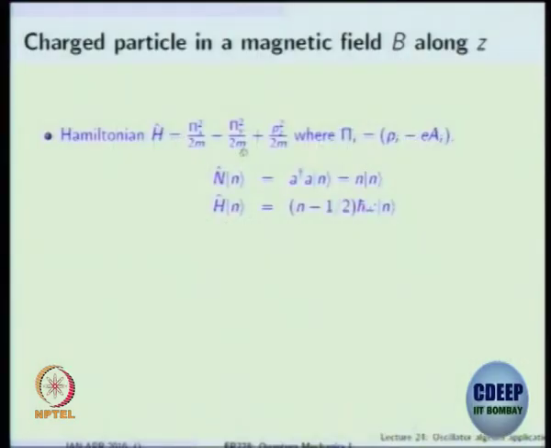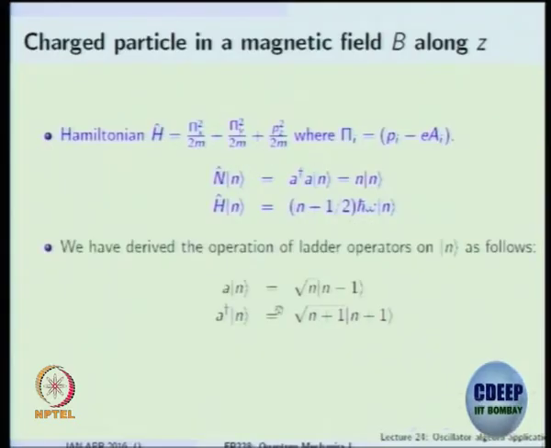Okay, recall the particle in a magnetic field. Let's take the magnetic field along the z direction. So this is given by this Hamiltonian, where πx, πy are proportional to momentum minus the shift due to the vector potential, π = p - eA. As I said already, recall the number operator eigenstate is the simultaneous eigenstate of the Hamiltonian with eigenvalue proportional to ħω. So in this problem, this is for a general harmonic oscillator. What this ω will correspond to here, we will figure out.